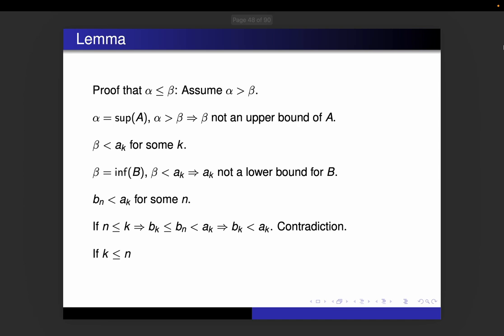And we're going to get a similar contradiction if we assume that k is less than or equal to n. Here we're going to start with the fact that bn is less than ak. Again, that's just from two lines up. ak is less than or equal to an. That's from one of the results that we had from the previous slide. And that tells us that bn is less than an. And again, same contradiction as we got above. The right endpoint can't be less than the left endpoint. Contradiction.